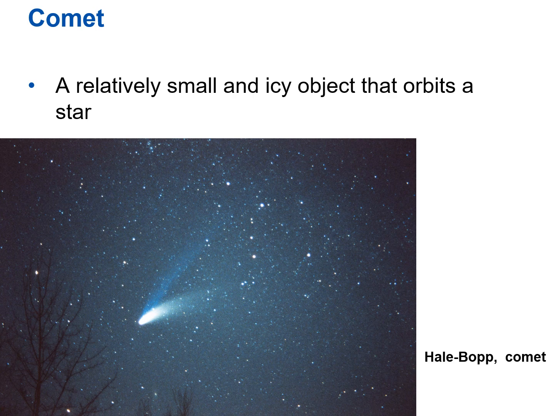And this is a picture in the sky of Comet Hale-Bopp. It has two tails coming from it. And in chapter 12, when we talk about asteroids and comets, we'll talk about the nature of those tails.